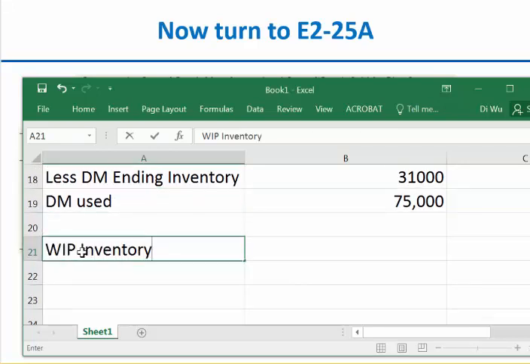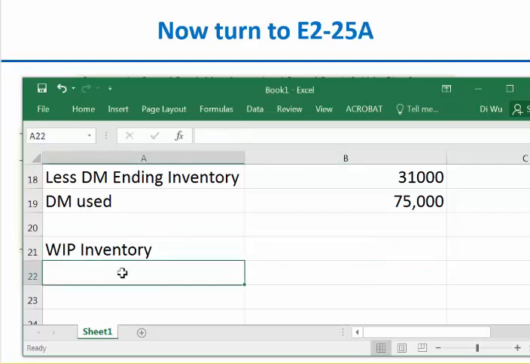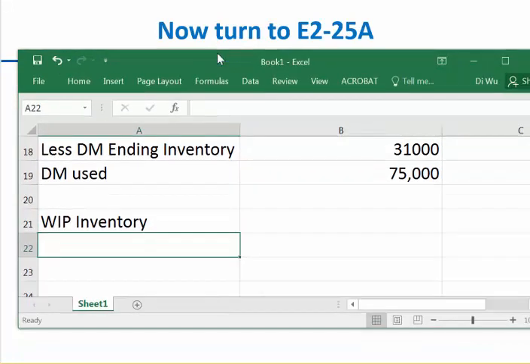So now I'm going to go to the WIP inventory to find out what are the total manufacturing costs accounted for finishing the products, and how could I get the cost of goods manufactured. So this is the second inventory account I need to focus on. So now we are a step closer to find the CGM.